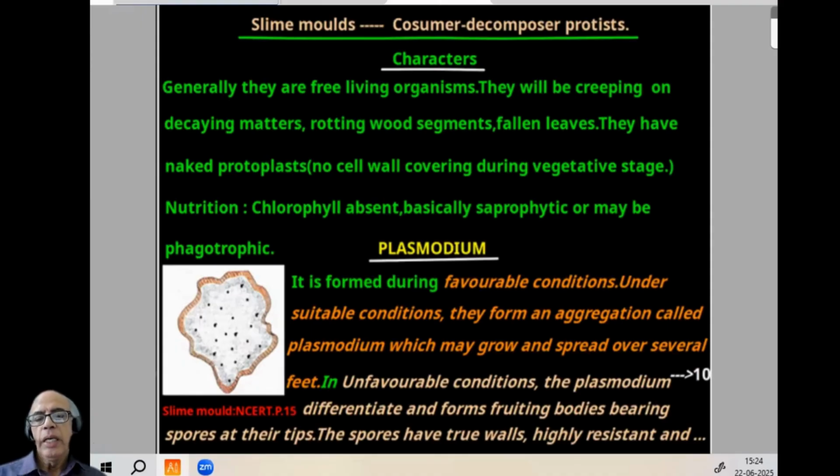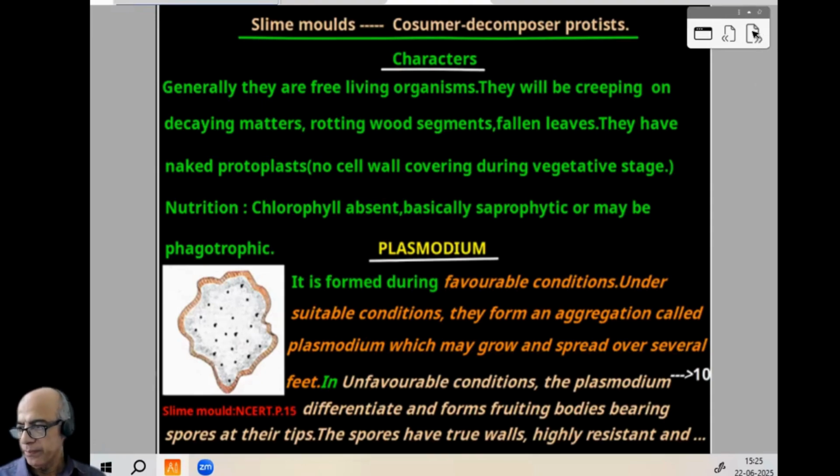NCERT: in unfavorable conditions, plasmodium differentiates and forms fruiting bodies bearing spores at their tips. At the tips, we can find spores. Spores have two walls, highly resistant and can survive adversities. And how will the spores be dispersed? It is by air currents.